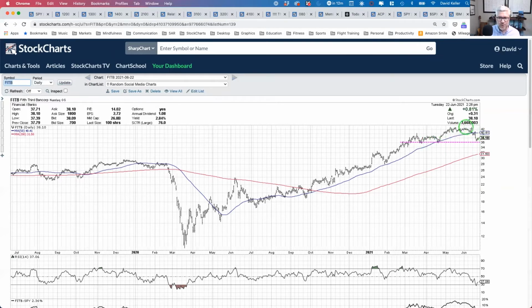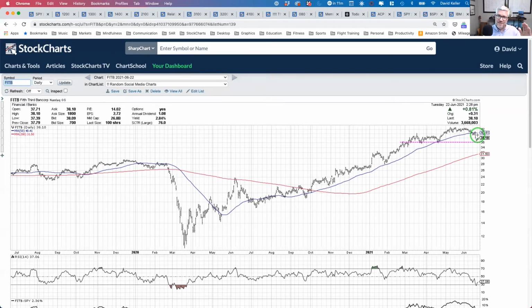Because a lot of times a breakdown of the 50-day doesn't tell you that the stock's going to go to zero. And a lot of times we think of the markets as a binary outcome, right? Are you bullish or bearish? Is this going up or going down? And what you have to remember is, if you look at the chart of the S&P over the last couple of months, it's really not been going up or down. It's been more sideways, right?